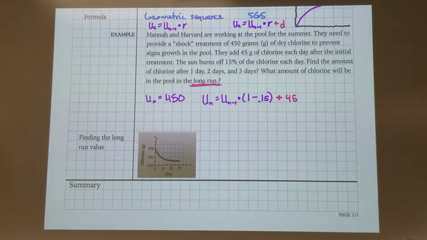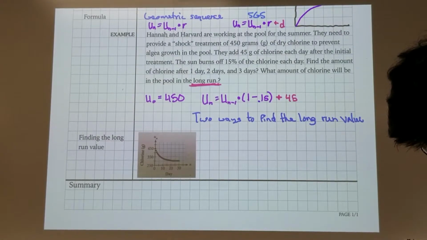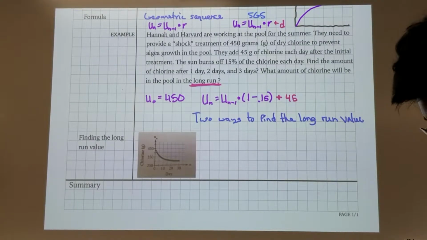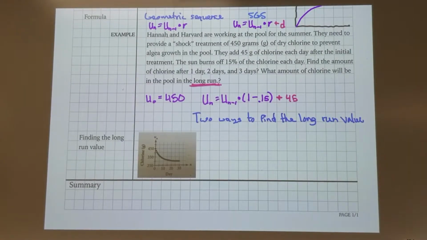To figure out what that's going to be, there are two ways to find the long run value. One way is just by looking at the graph. If you start graphing it and you take it out far enough, it'll be getting so close to a point that it will be within a couple decimals of itself. It's not really changing, and you can figure out what it is. In this case, you see they took it way out to 30. It's leveling out right here.